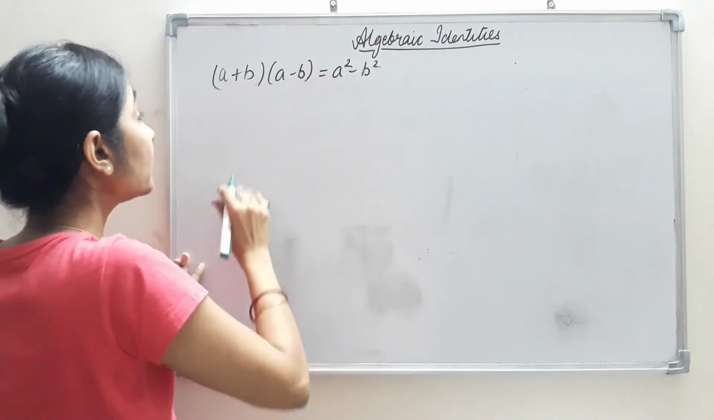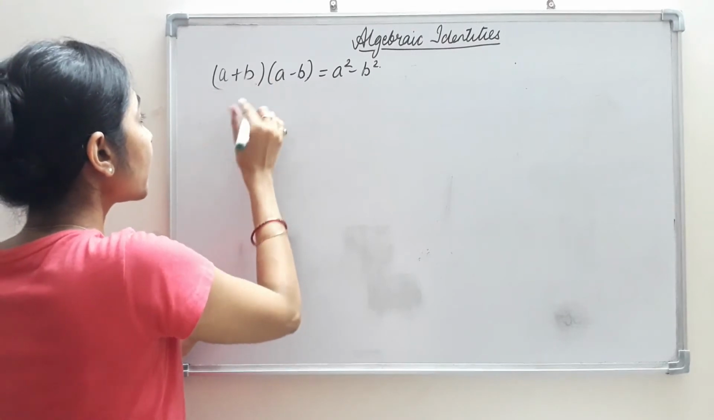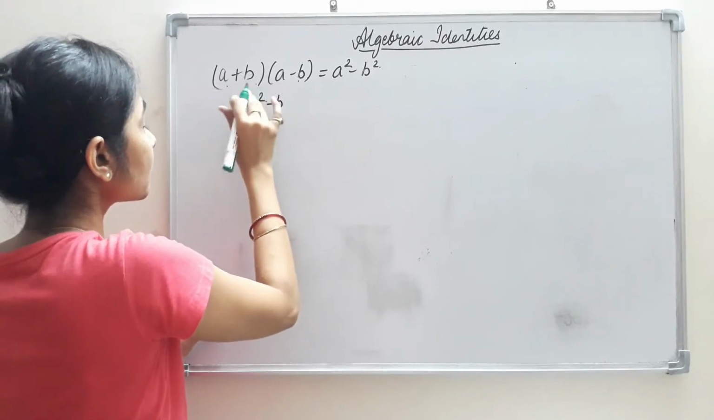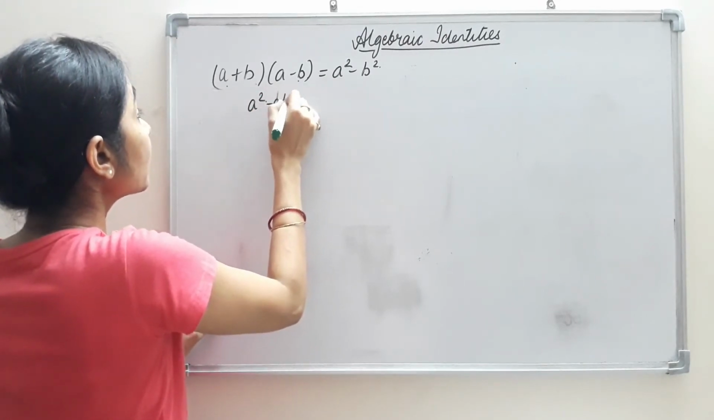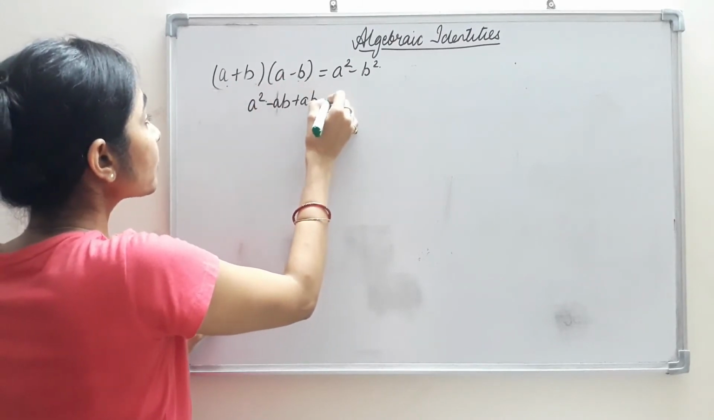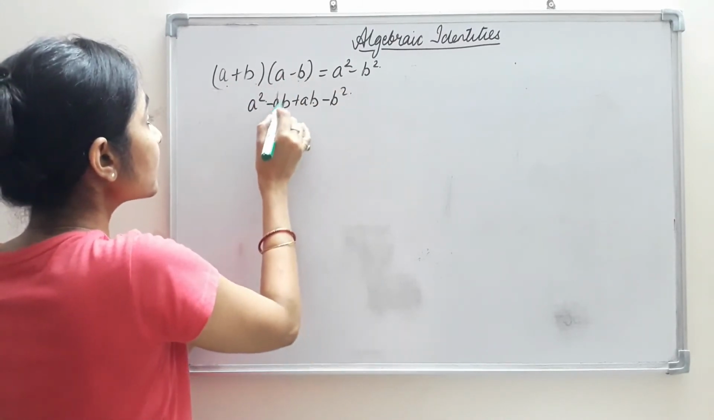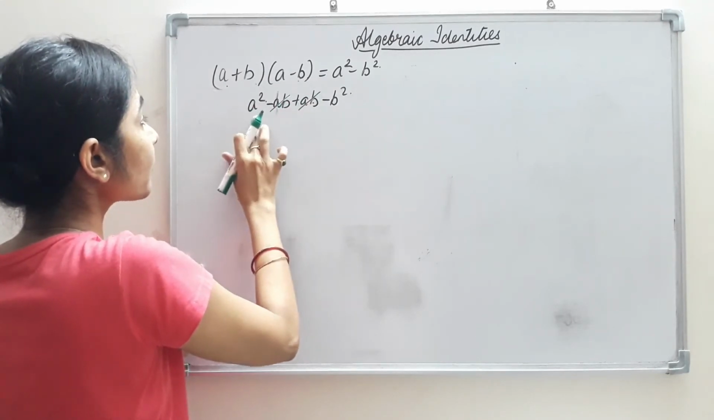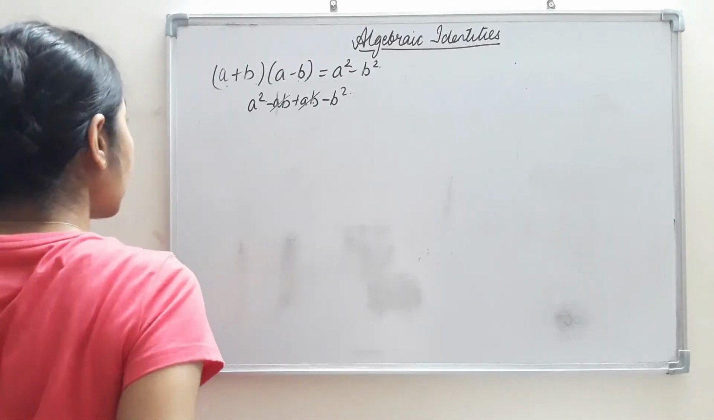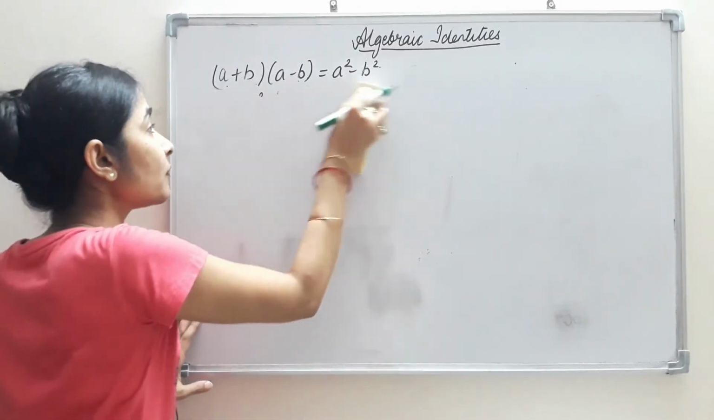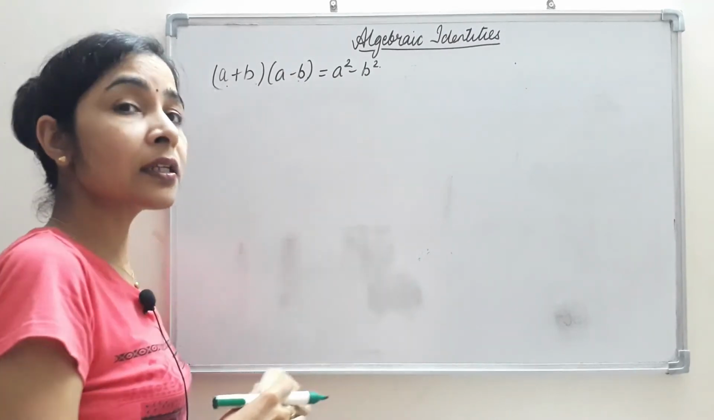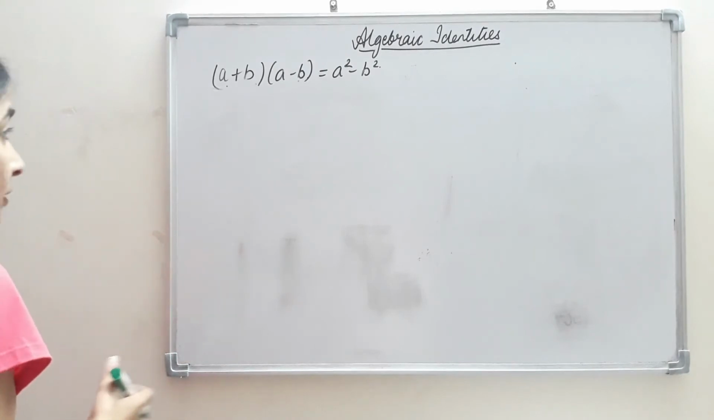Now how does this happen? It happens like this: a multiplied by a is equal to a square, a multiplied by minus b gives minus ab. Then b multiplied by a gives positive ab. B multiplied by minus b gives us minus b square. Okay, now this is negative, this is positive, they cancel, and finally we get the answer as a square minus b square. So the third identity is this: when we multiply two expressions in which the terms are the same but signs are opposite, the answer is a square minus b square, the square of the first and the second term.